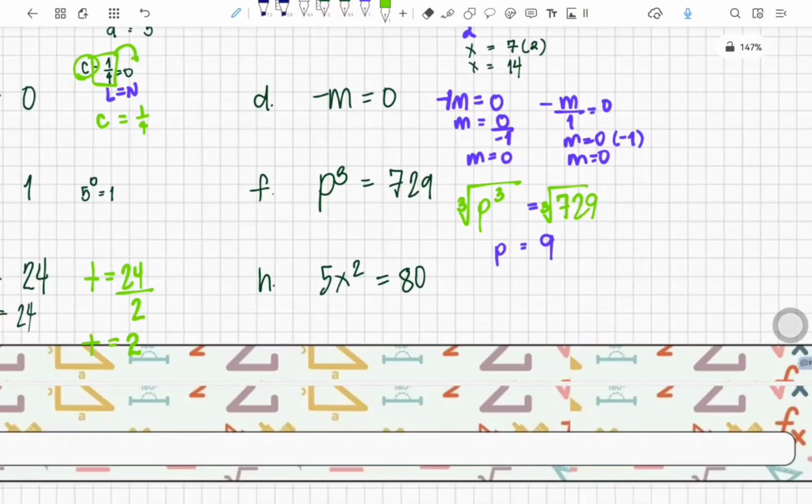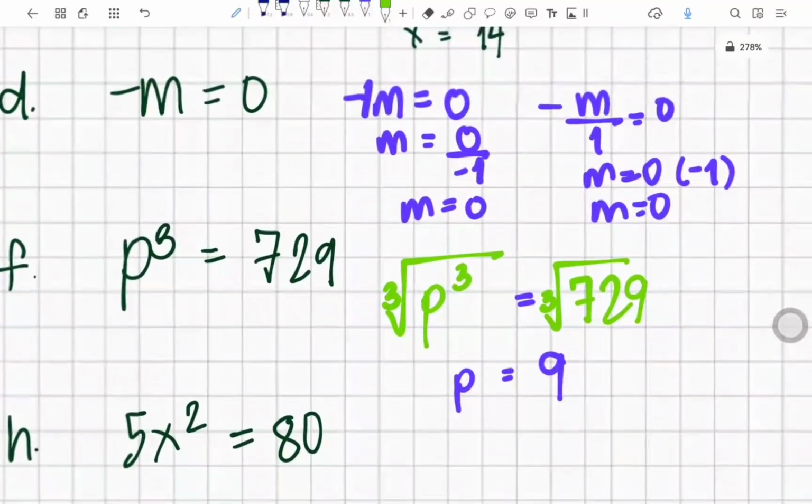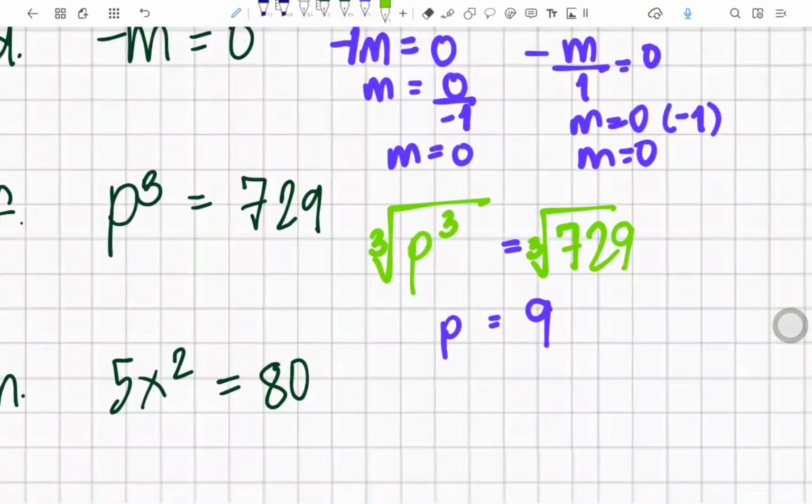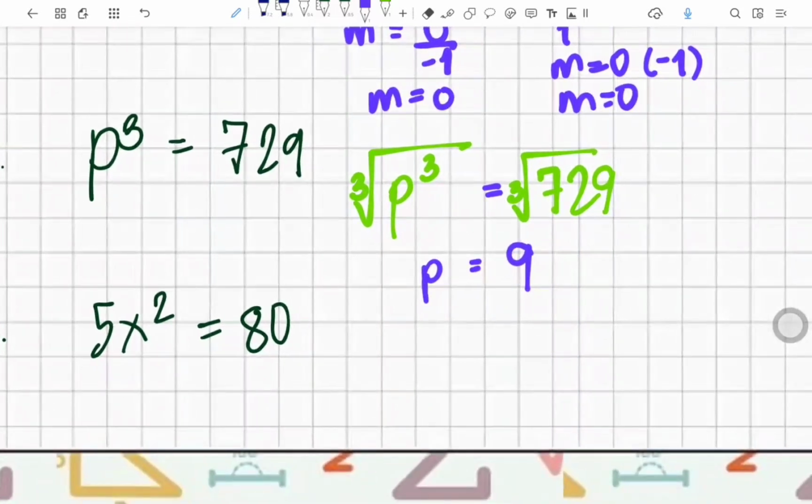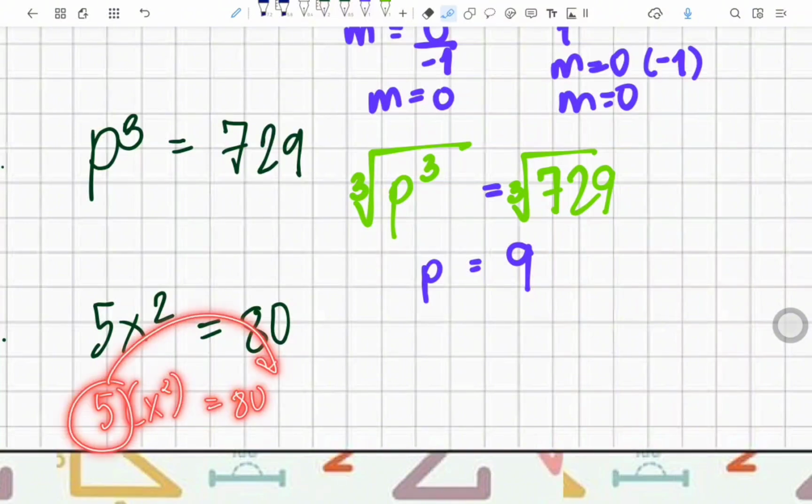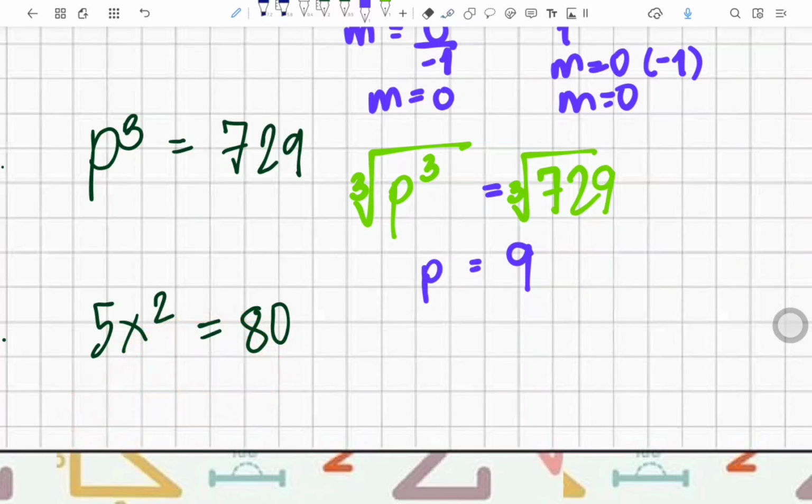Last, we have to do the last problem, letter H. For this video, this will be the last problem. We have 5x power 2 is equal to 80. Now, we cannot get the root first, but what we can do first is take out 5 and move it to the other side. So again, this will become 5 times x power 2 equals 80. So we can move 5 to the other side. That is multiplication, so it will become division.